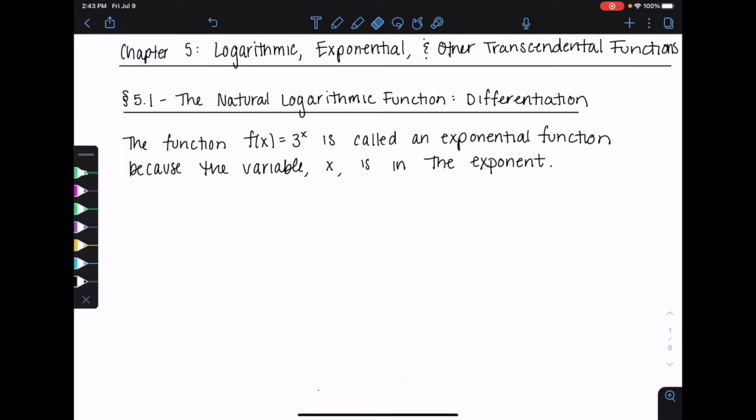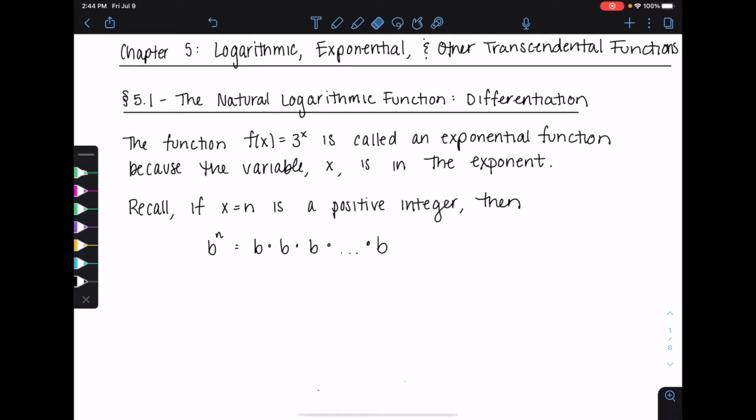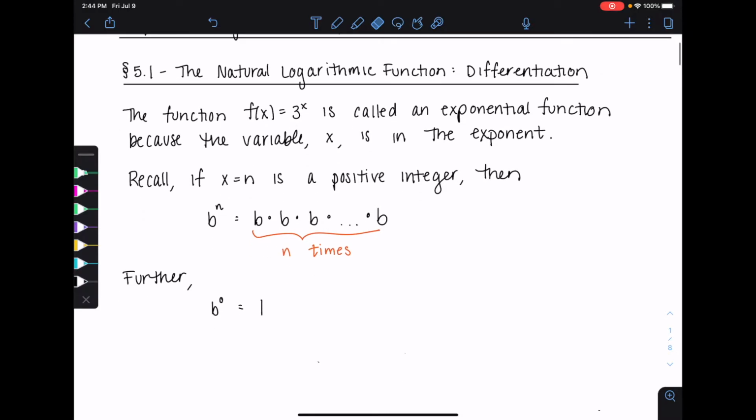So the first thing you want to remember is about our exponential function. If you have 3 to the x, that's an exponential function because that variable is in the exponent. And remember, when you're dealing with exponents, if you have a positive integer, if I take b to the n, it just means you're taking b and multiplying it by itself n times. So that's one of our exponential properties. Also, if you take b to the 0, so any base to the 0, it equals 1. If you have a base to a negative exponent, you can make it positive by flipping it.